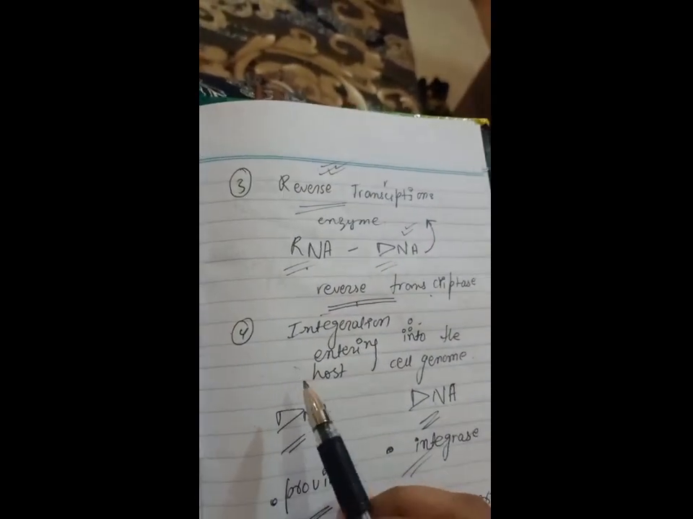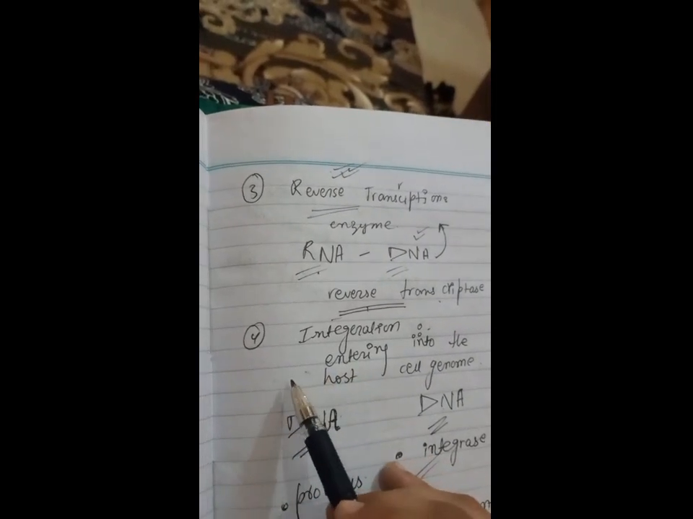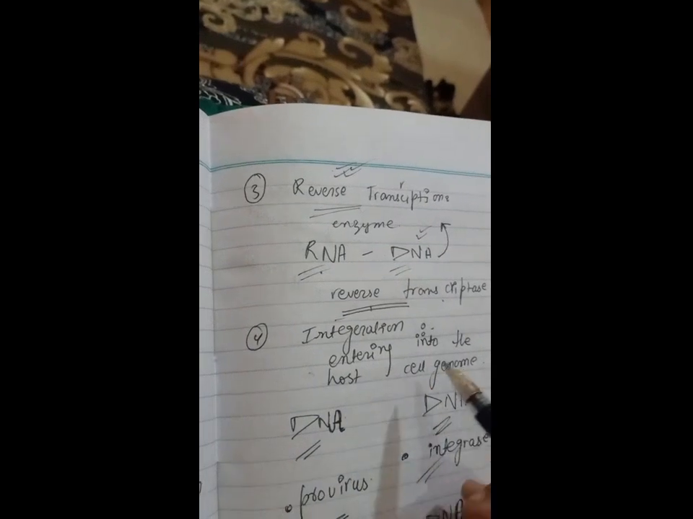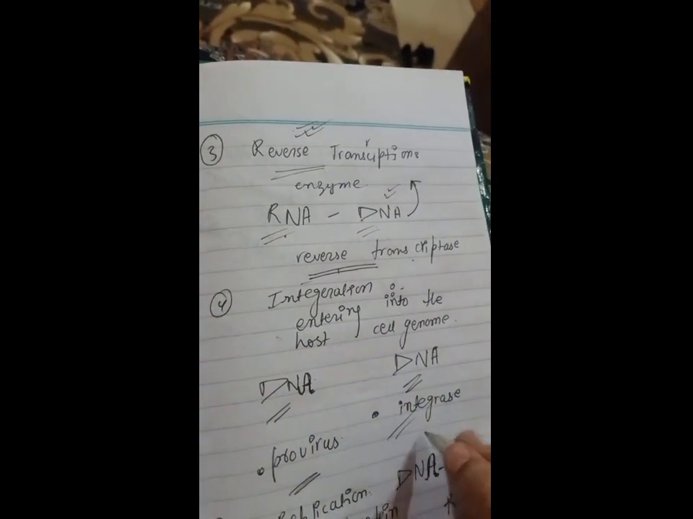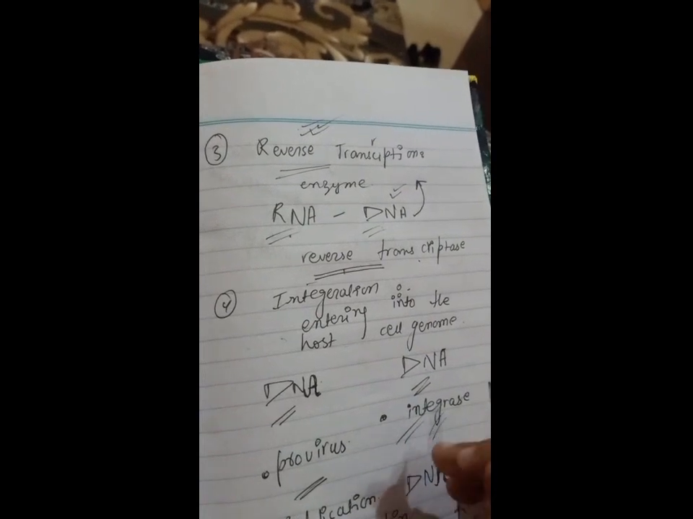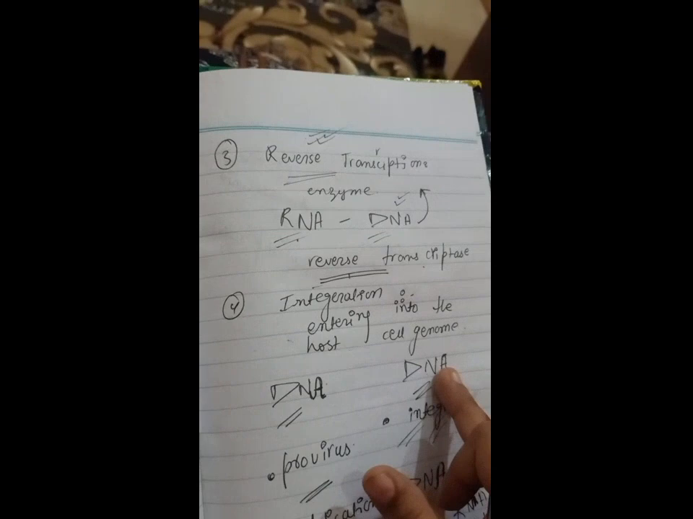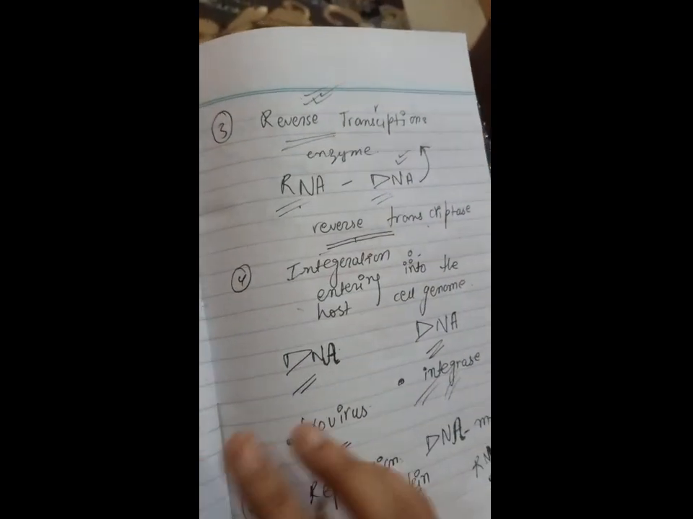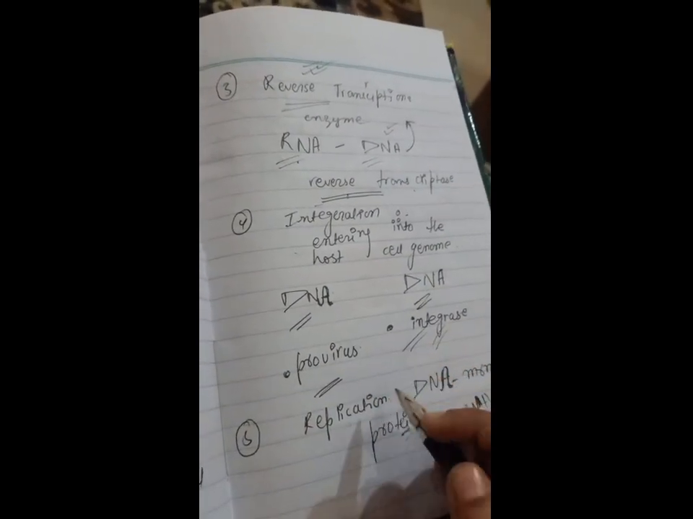And the fourth step was that the HIV virus was connected with the host cell genome with the help of the integrase enzyme, that was also the enzyme of HIV, through which the HIV DNA was connected with, you can say, the host DNA. So with the help of integrase enzyme, and that was called the provirus.